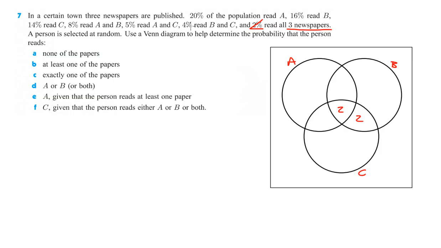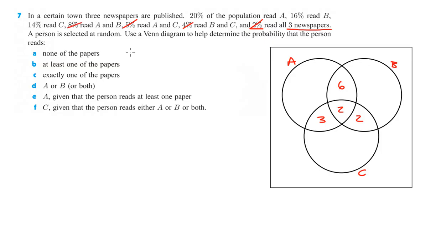Okay. So that's that. And then 5% read A and C. So these 2 have to add up to 5. So 2 plus 3 will give us 5. And I like to cross them off as I go. Then I know I've covered everything. 8% read A and B. So there's 8 between these 2. We've already used 2 there. So that's going to be 6 here.